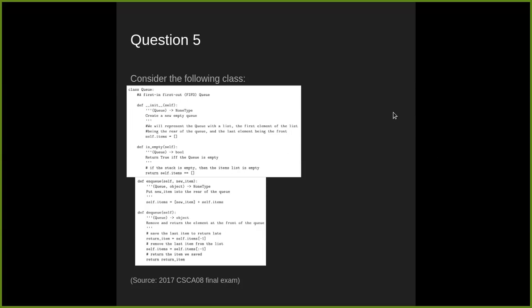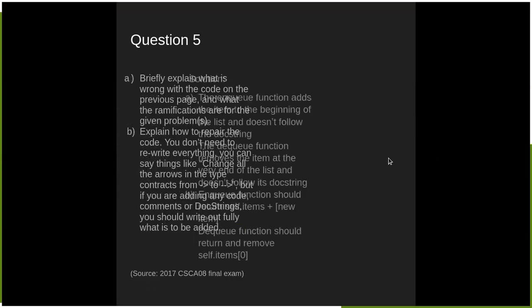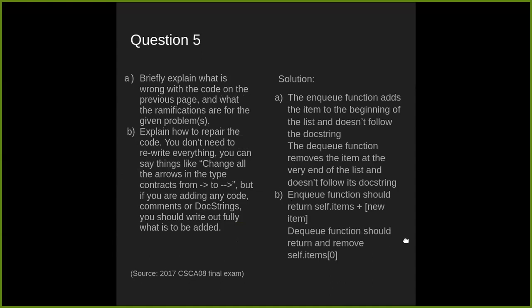Okay, so the solution for this is, for part A, the enqueue function adds the item to the beginning of the list, and it doesn't follow the docstring because it's supposed to add the new item to the end of the list, according to the docstring. And the dequeue function removes the item at the very end of the list instead of the very beginning, and therefore it doesn't follow its docstring. So those are the two main issues with the code.